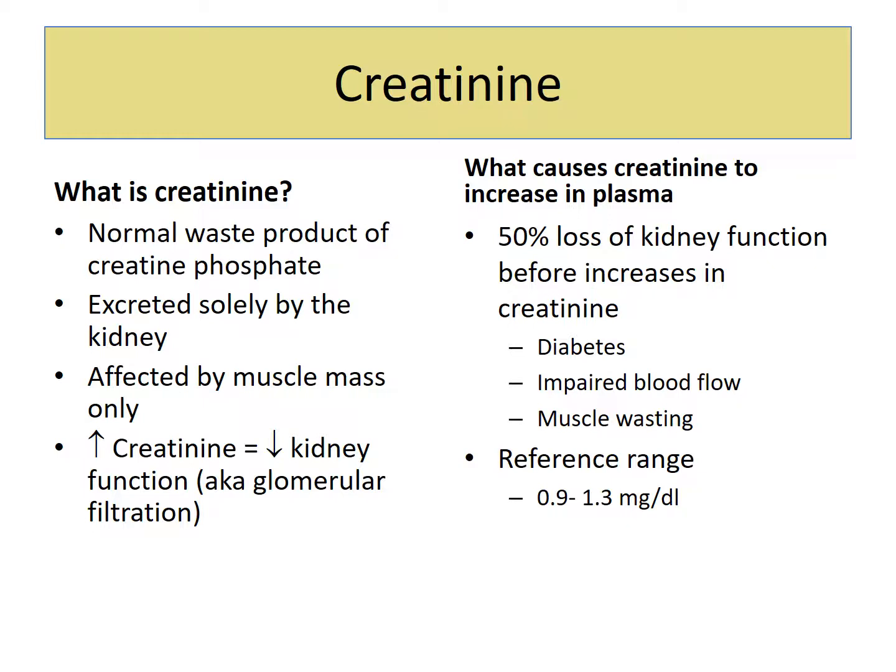Along with issues that are related to disease like hypertension and diabetes, individuals do lose renal function as they age. We need to see about a 50% loss of renal function before plasma creatinine increases. So that tells you it's not a real sensitive indicator of early renal disease. And again, diabetes, impaired blood flow to the kidney, muscle wasting, hypertension, all of these can result in an increase in plasma creatinine. The reference range for plasma creatinine is quite low, 0.9 to 1.3 milligrams per deciliter. So small changes in measurement can indicate a fairly substantial change in the person's renal function.